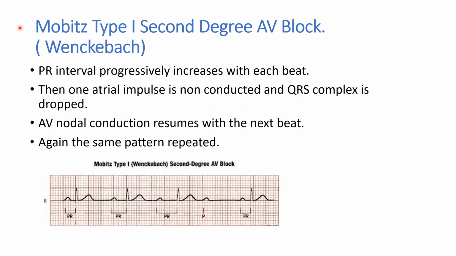Mobitz type 1 second degree AV block is also known as Wenckebach. Here the PR interval progressively prolongs with each beat and one P wave is not conducted to the ventricles, leading to a dropped QRS complex in the ECG. Here in this ECG strip, you can see the PR interval gradually increases and this P wave is not followed by a QRS complex. From the next beat, AV conduction resumes as earlier and again the same pattern repeats.